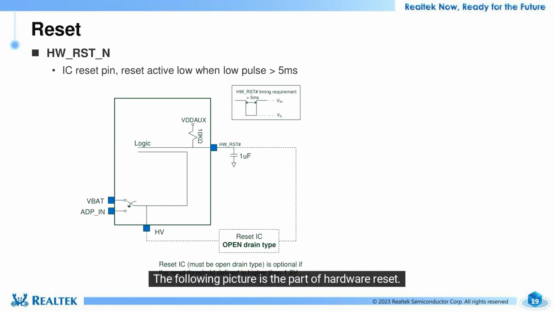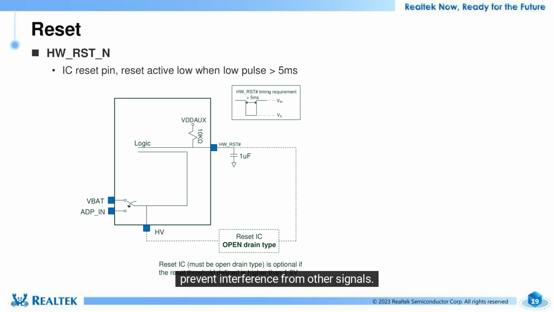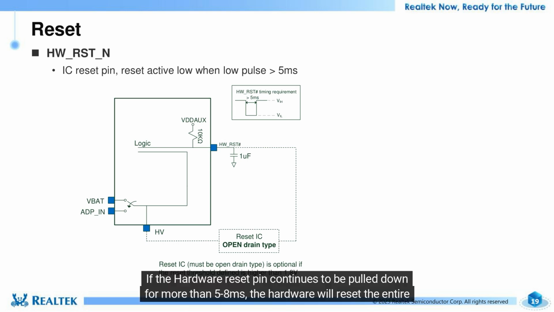The following picture is the part of hardware reset. The HW-RS-N pin is active low. There will be an internal 10K ohm pull-up resistor and an external 1 uF capacitor that is required to prevent interference from other signals. If the hardware reset pin continues to be pulled down for more than 5 to 8 milliseconds, the hardware will reset the entire system.